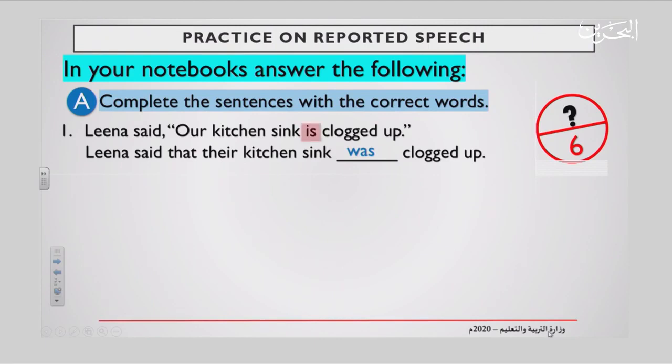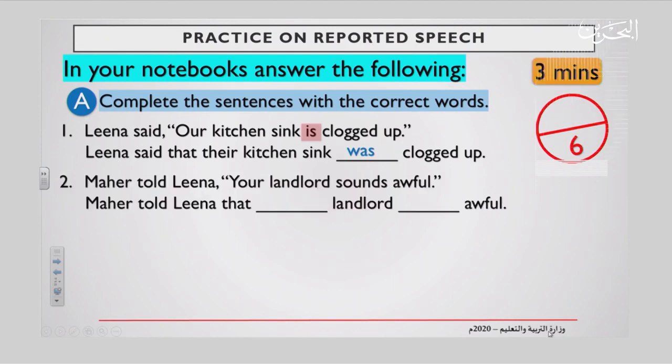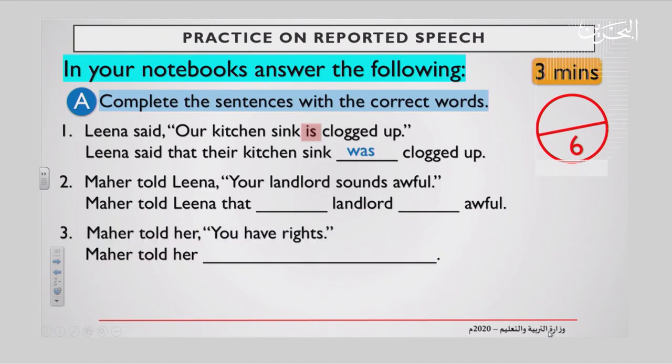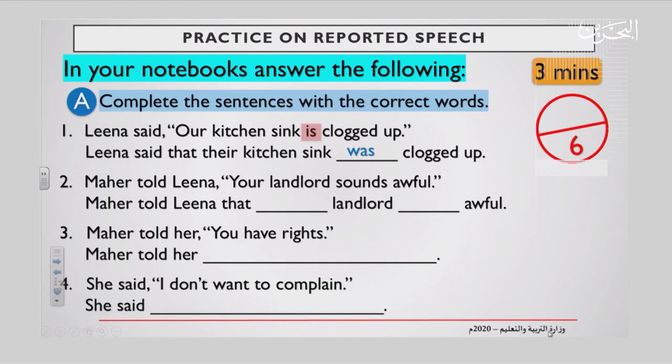All right. Now, you have 3 minutes to do the following. Number 2, Maher told Leena, "Your landlord sounds awful." Maher told Leena that, gap, landlord, gap, awful. 3, Maher told her, "You have rights." Maher told her, you have to make it into indirect speech. She said, "I don't want to complain." She said, you have to change that into indirect speech. And you have 3 minutes.